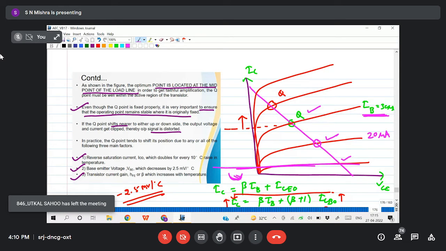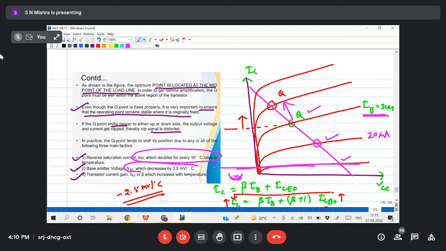So two possibilities we have seen. One is due to increase in leakage current, my Q point is shifting upward. Due to increase in temperature, my Q point is shifting downward. Now beta is another parameter which is affecting my current. You see in this equation, IC equals beta IB plus (beta plus 1) ICBO. Beta is a factor, and this beta is very much dependent on temperature. Slight increase or decrease in temperature, beta will change.